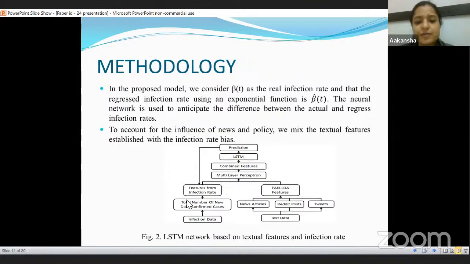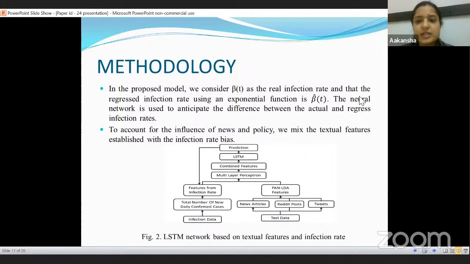So this is the framework that is shown here. In this, we have used the infection data and the textual data. The textual data was provided into the PEN LDA model, and then the feature vectors were calculated from here. And in the infection data, again, we calculated the features using the multi-layer perceptron. We combined both the features, and then introduced these features into the LSTM model, which was making the prediction. And we were repeating the process until we reached the minimum error.